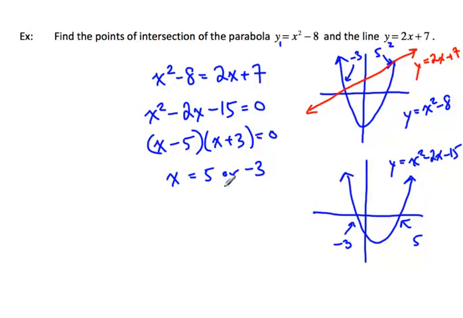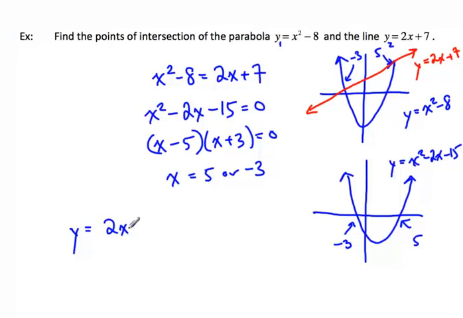Now I still don't know what the full point of intersection is because I need to find the y values. Recall that we found that x squared minus 8 is equal to 2x plus 7 when x is equal to negative 3 or 5. So I just need to sub both 5 and negative 3 back into the equations to find y. It doesn't matter which equation I sub them into because they'll both give me the same answer. And you can check that by doing both of them.